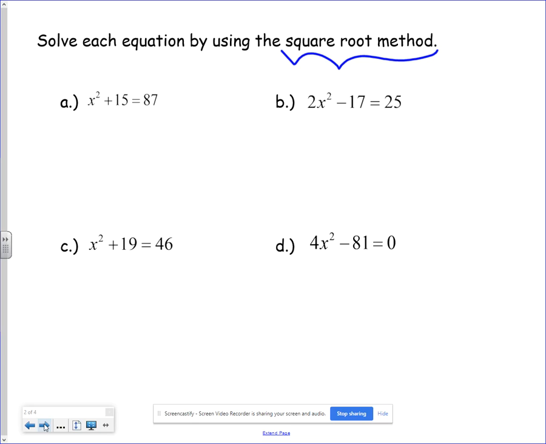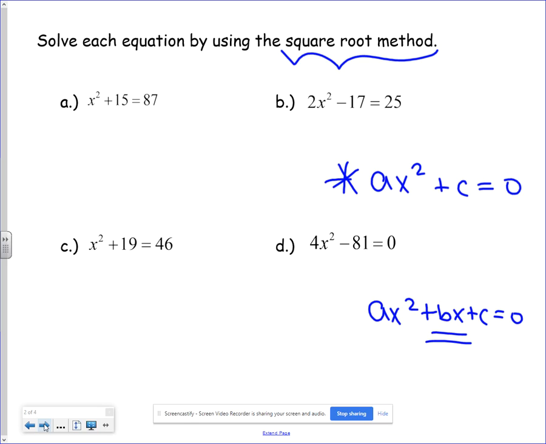Now, the square root method doesn't work on all quadratic equations. It only works on quadratic equations that are in the form ax squared plus c equals 0. Okay? If you remember, this is the standard form of a quadratic equation. You can use the square root method when it's in this form. So when there is no x term, and there's only an x squared.